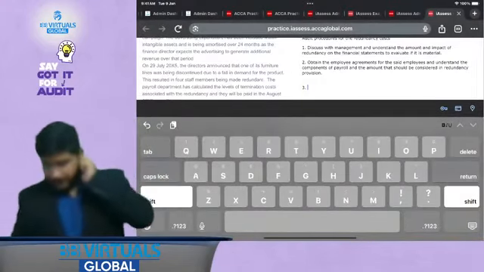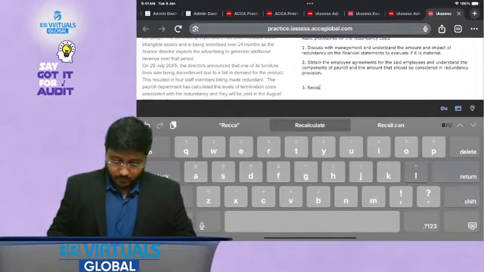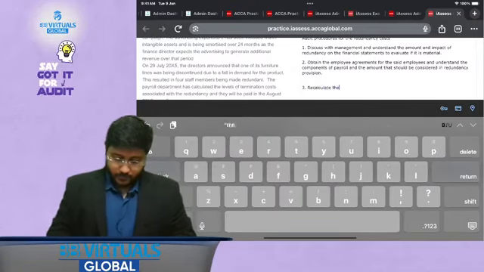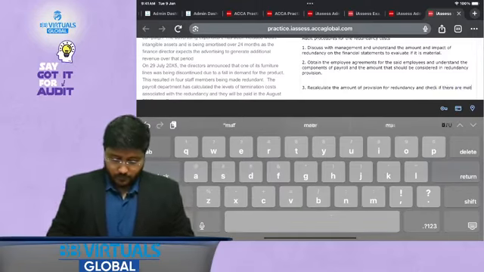Okay, now recalculate the amount of provision for redundancy and check if there are material variances.